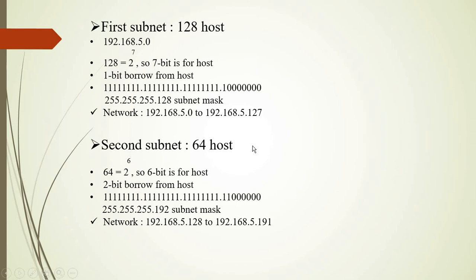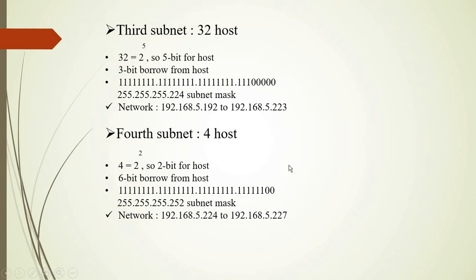Vice versa, this is the second subnet. Here we have to create 64 hosts, so 2 raised to 6 equals 64. Here we require 6 bits for host, so we will borrow 2 bits from host. Here this is 2 bits, and this is the subnet mask for the second network, and this is the network range for the second network.